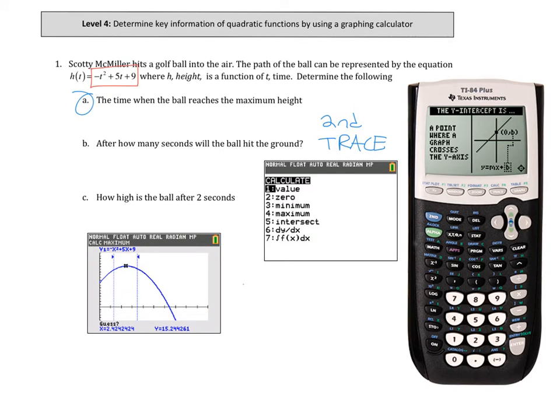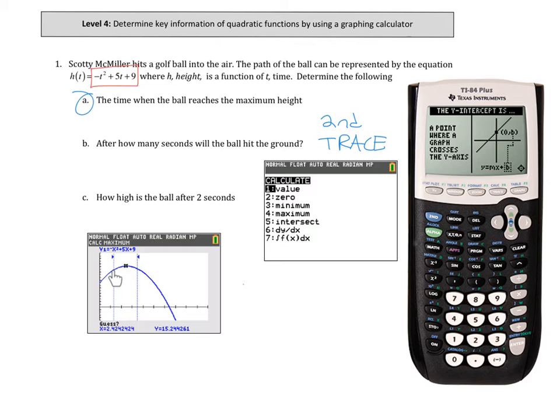So when it says "left bound?", you'll see a little spider, this little spider thing, and if you move your buttons on the calculator, your left button and your right button, you can move that spider to the side. So when it says "left bound?", you're going to move that spider over to the left of the highest point and press enter.